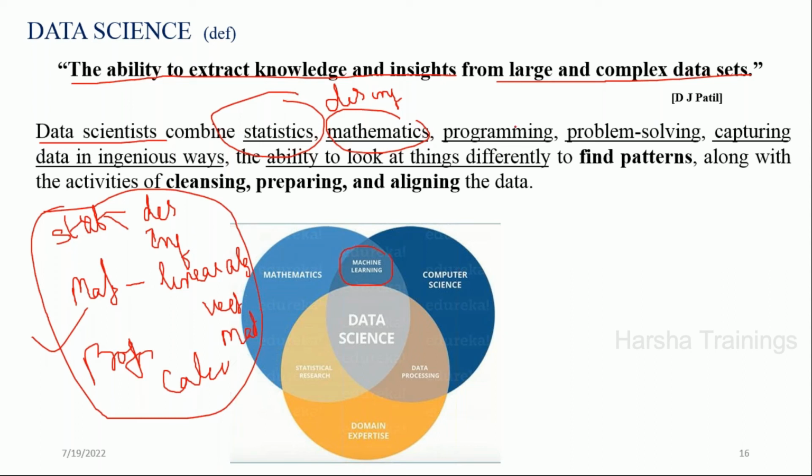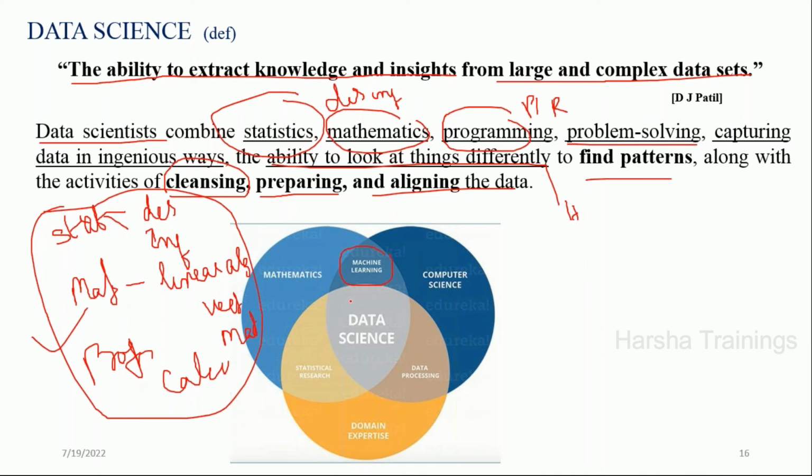So you should have basic knowledge of either Python or R programming language, and you should have problem-solving skills and the ability to see the data differently. Like I told you, you should see the data from a hacker's point of view to find patterns, along with activities such as data cleaning. What is the meaning of data cleaning? Always we will get raw data from the source. We should convert the data into information, from that we extract the facts. Then you should prepare the data for model building and align the data. This is the basic knowledge.